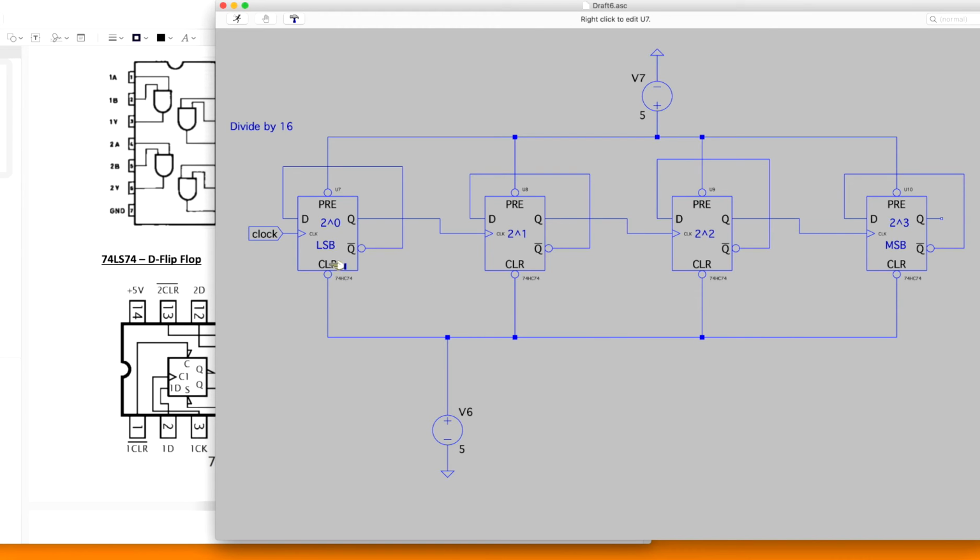So for example here, this is the least significant bit with the clock signal attached to it. This represents the number 1, this represents 2, 4, and then 8. And this is your most significant bit all the way at the end.